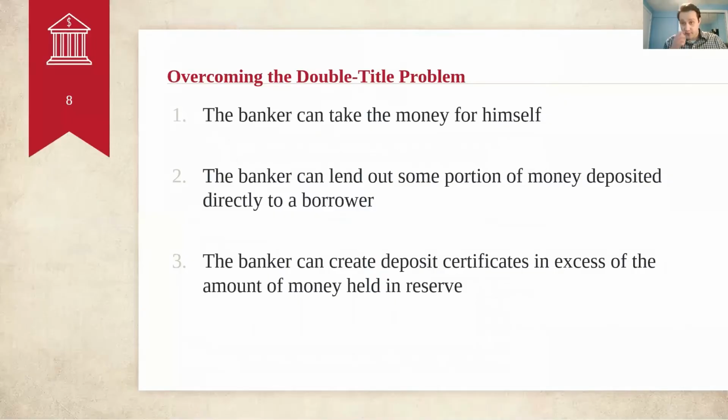Now, there are three ways in which double title to property can appear to emerge in a fractional reserve banking system. The banker can take the money for himself, the banker can lend out deposited money directly to borrowers, or the banker can create deposit certificates in excess of the amount of money held on reserve.